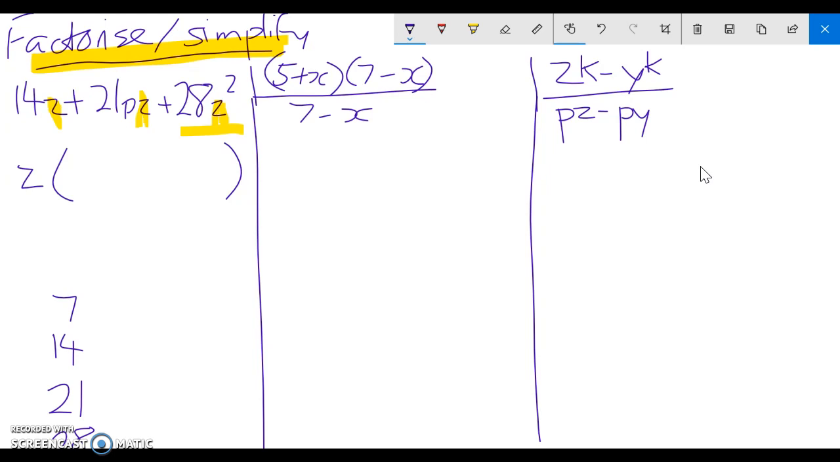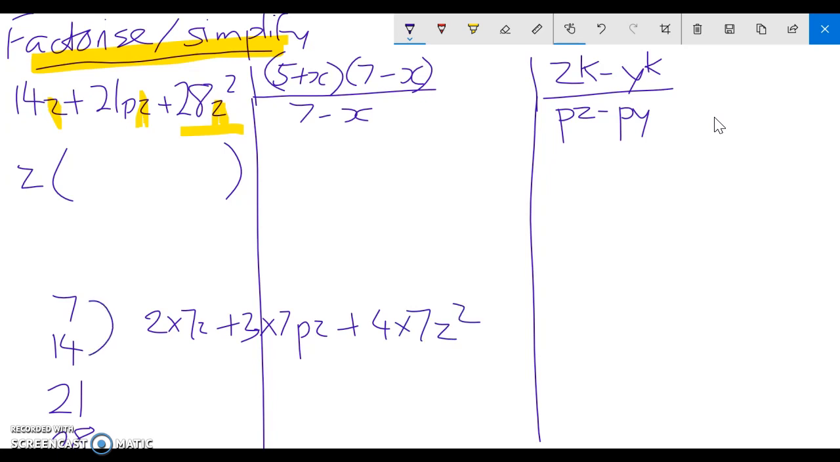So that means that instead of writing 14z plus 21pz plus 28z squared, we could have written 2 times 7z plus 3 times 7pz, that's 21, plus 4 times 7z squared, because there's 2 lots of 7 in 14, there's 3 lots in 21, and there's 4 lots in 28.